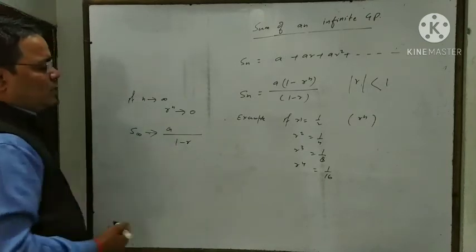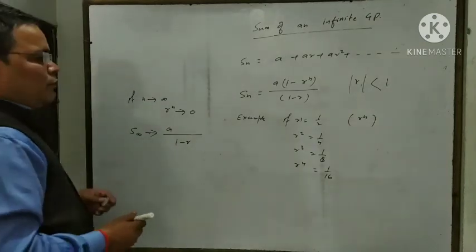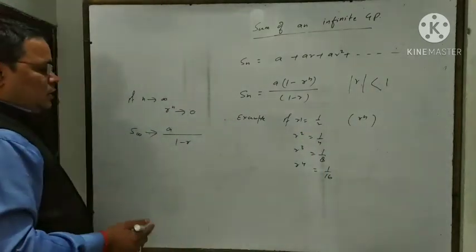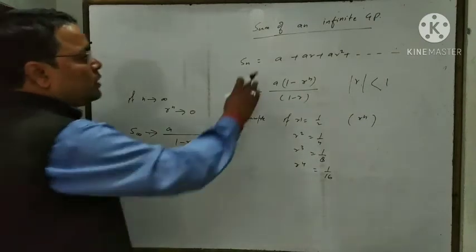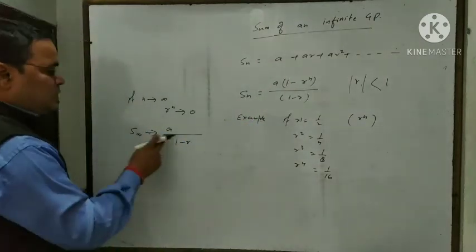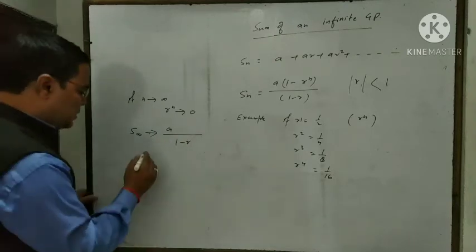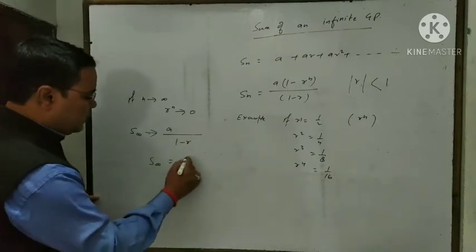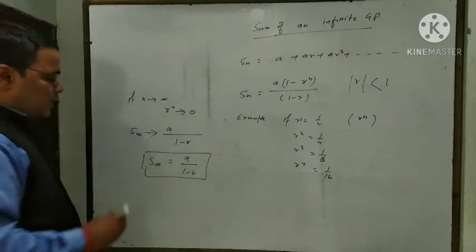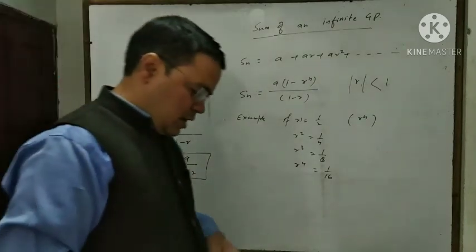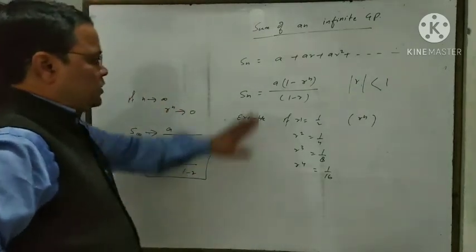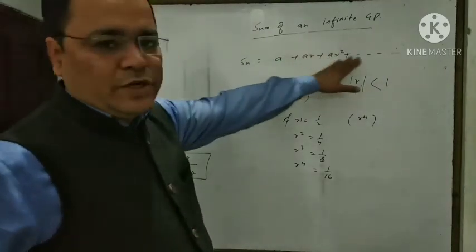In that case, if the absolute value of the common ratio is less than 1, then the sum of the infinite geometric series tends to a upon 1 minus r. Indirectly we can say S infinity is equal to a upon 1 minus r. This is the limiting sum of the geometric progression. Okay.